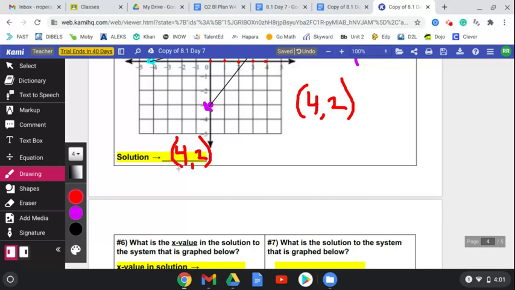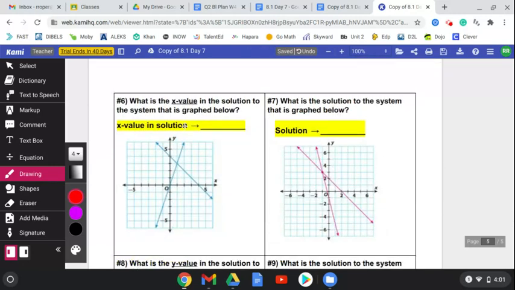Okay? Number 6, what is the x value in the solution of the system in the graph below? So the solution would be right here. So what's that ordered pair? I would go right 1. That means the x value is 1. Right 1 and up 1, 2, 3. Okay? So this is the solution, 1, 3, but the question is only asking me for the x value. So in this ordered pair, which one's the x value? Remember, x comes before y, just like the alphabet. And so this x value is a 1. So the x value in the solution is 1.